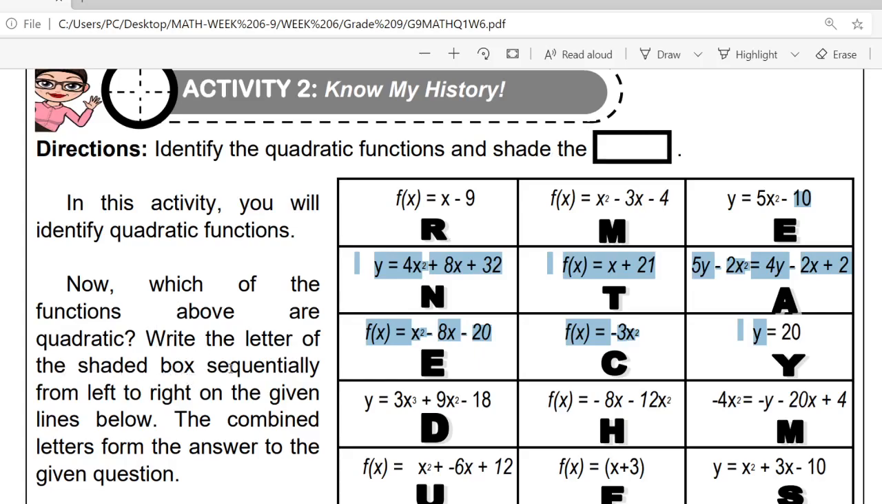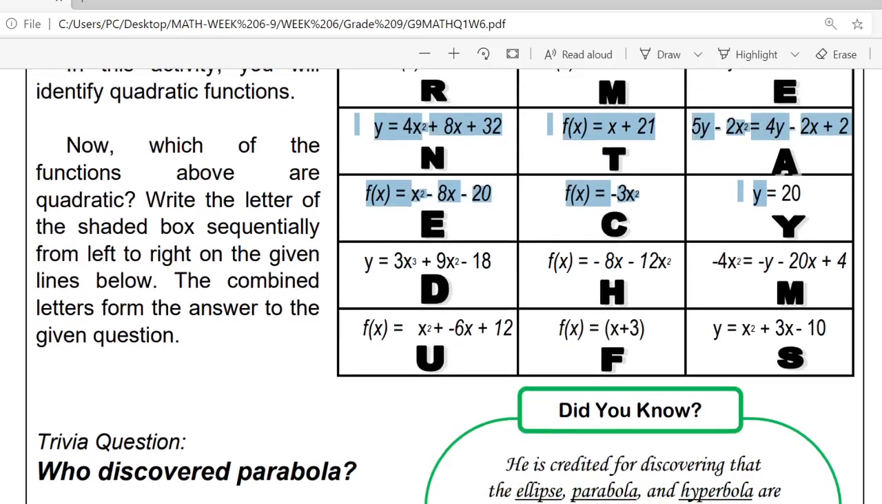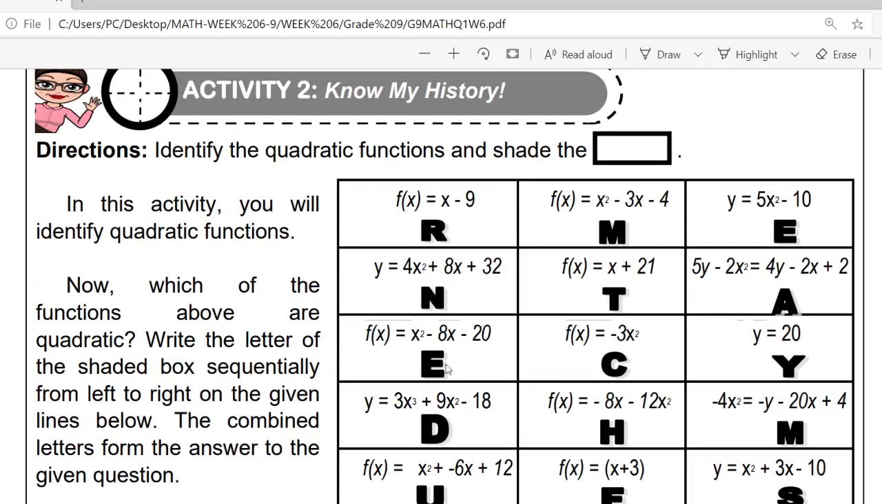Write the letter of the shaded box sequentially from left to right on the given lines. If you shade this one, you also write it here. So if you shade this one first, then you write it here. Sequentially means in arranged form, in order, from left to right. For example, if you shaded this one, the letter R will be written first. Always write the letters on the left first before the right.